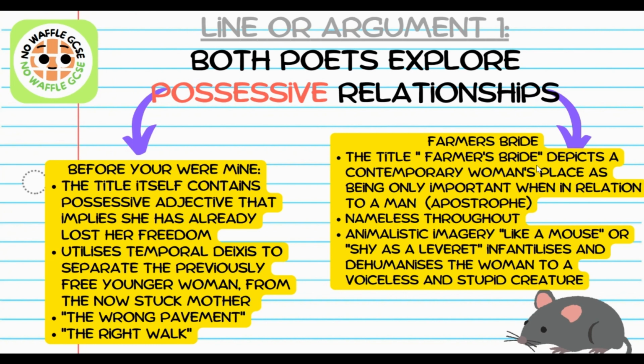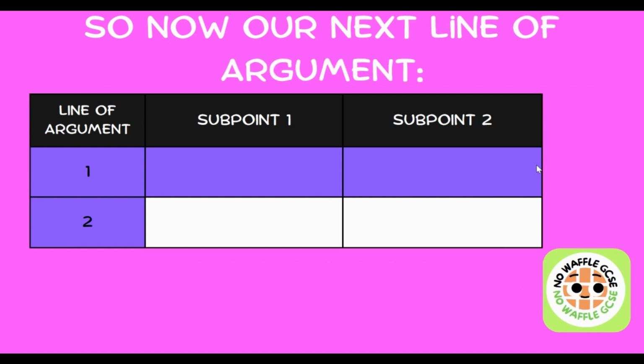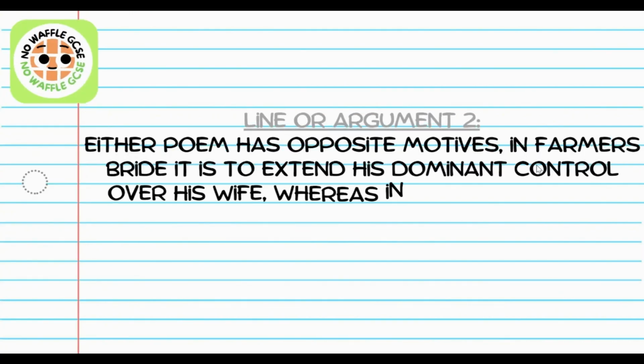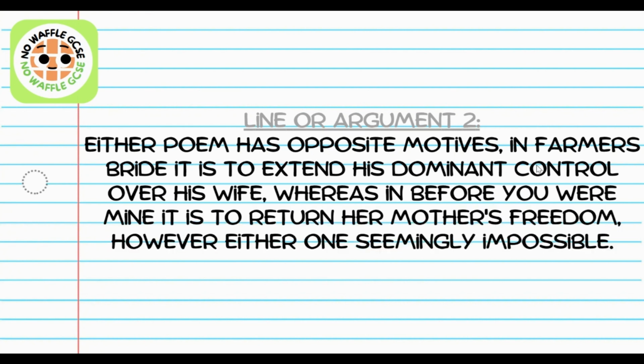So hopefully you can see how both subpoints here discuss similar things like the title and the different methods used to highlight the line of argument, which is how both explore possessive relationships. So now let's move on to the second line of argument. Now I try to always make the second line of argument contrast the first so that the examiner can see that you're making progress throughout your response.